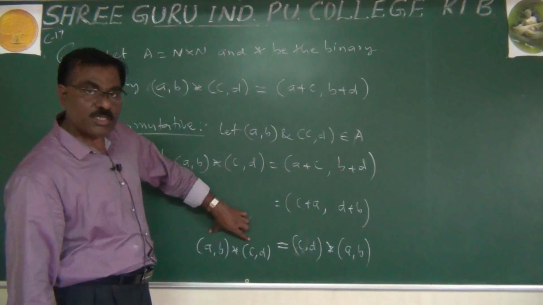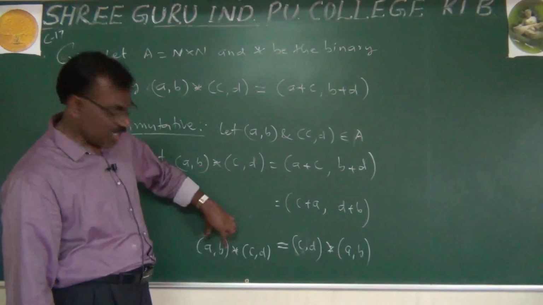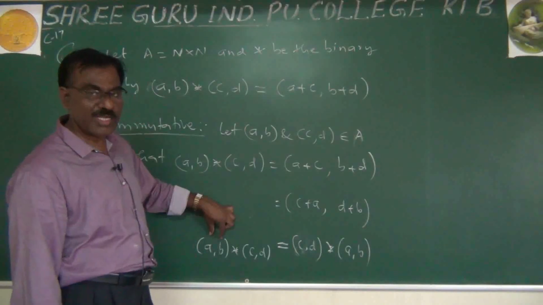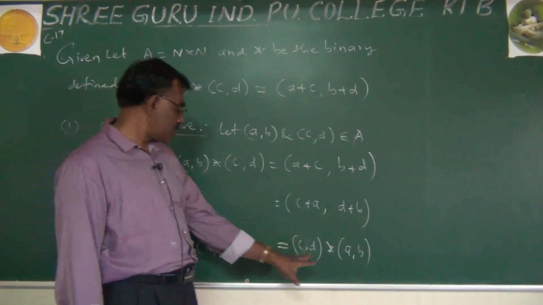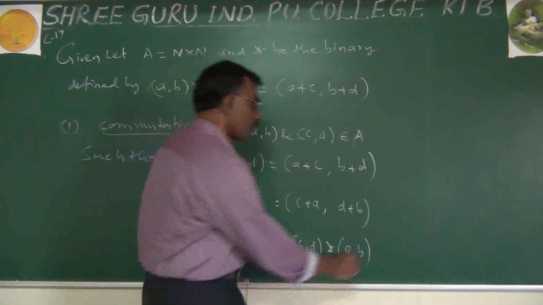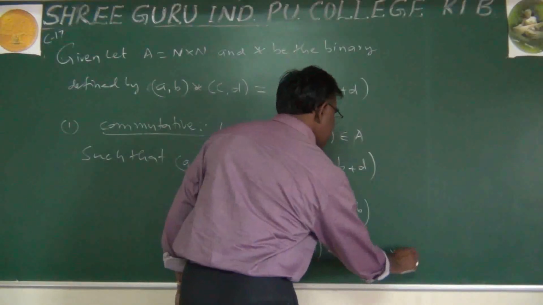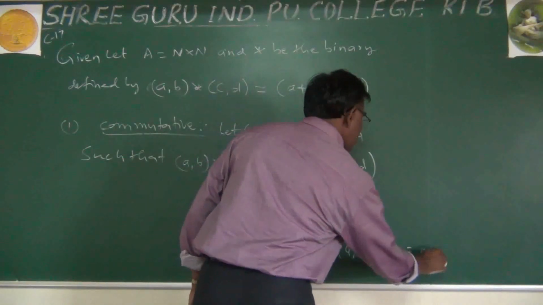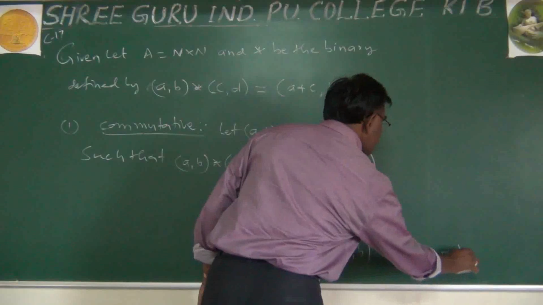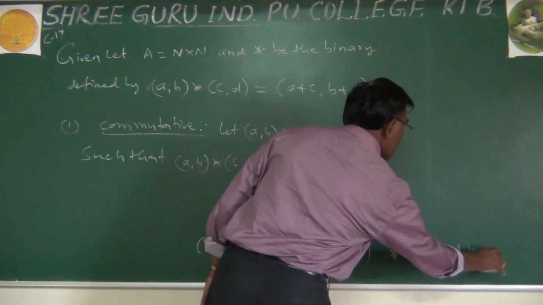You remember this A star, we are assuming this is A. Otherwise you read X star Y equals Y star X. Therefore, star is what? Commutative. Star is commutative on A.